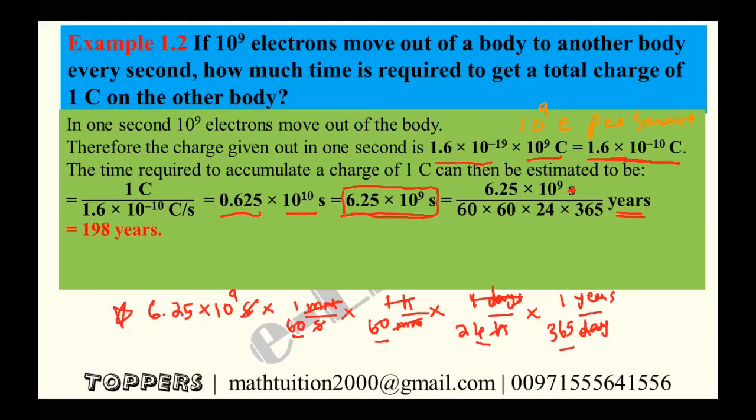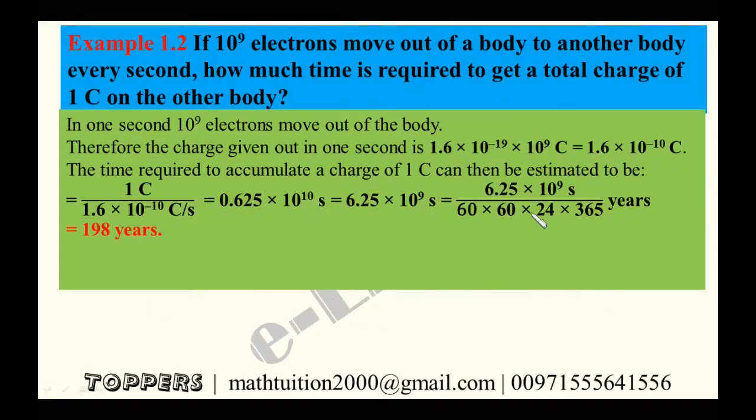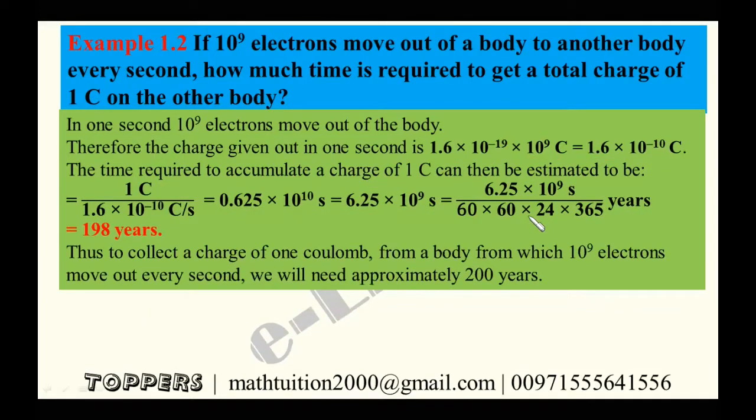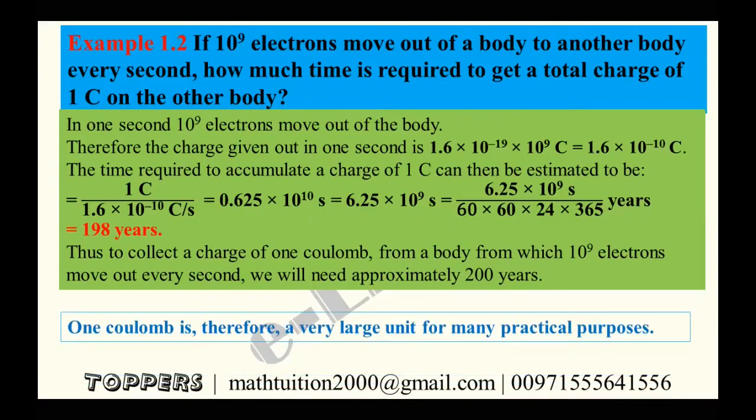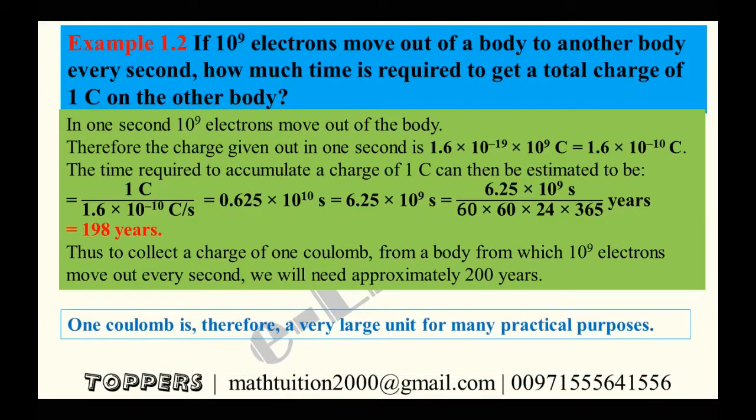To attain 1 coulomb of charge, how much time is required? Almost 200 years. So you are getting a concept about that. 198 years is required to get 1 coulomb of charge on a body if 1 billion electrons are transferring to that body in each second. Got the concept? So to collect a charge of 1 coulomb from a body from which 10 raised to 9 electrons move out every second, we will need approximately 200 years. So 1 coulomb is therefore a very large unit for many practical purposes.